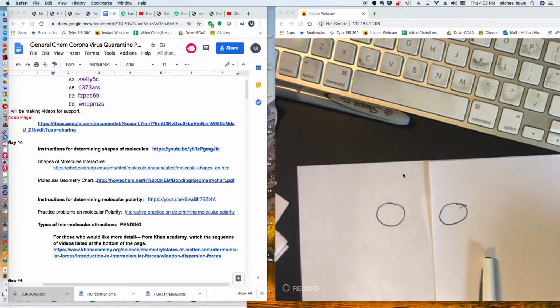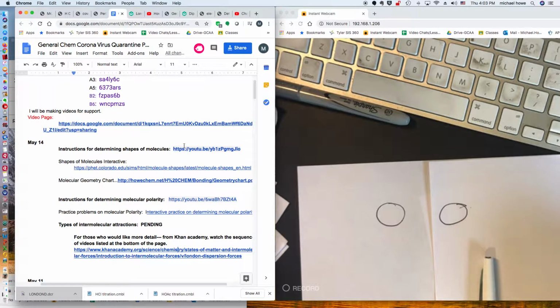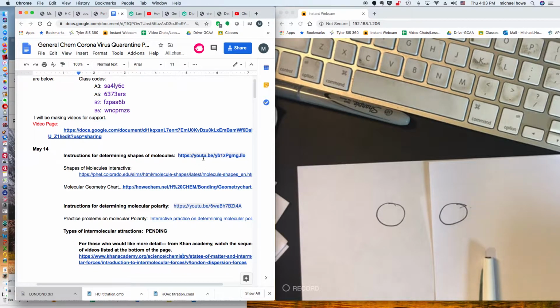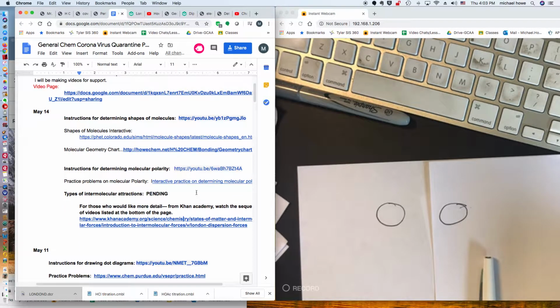So on the website, this is today's, May 14th, homework page on the website. I've made a couple of videos already today. The first one, I actually made this one first, but then went back and made this one for how to determine shapes of molecules, and then instructions for determining whether molecules are polar or not. And right now I'm making this one that I have labeled as pending.